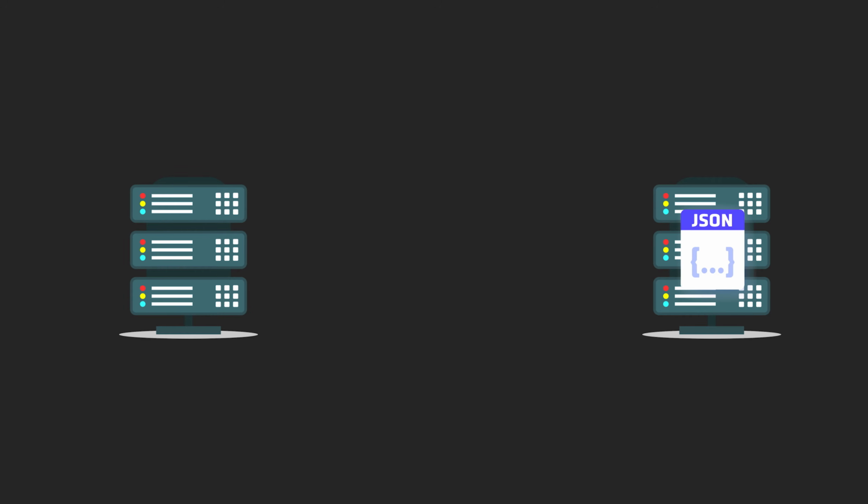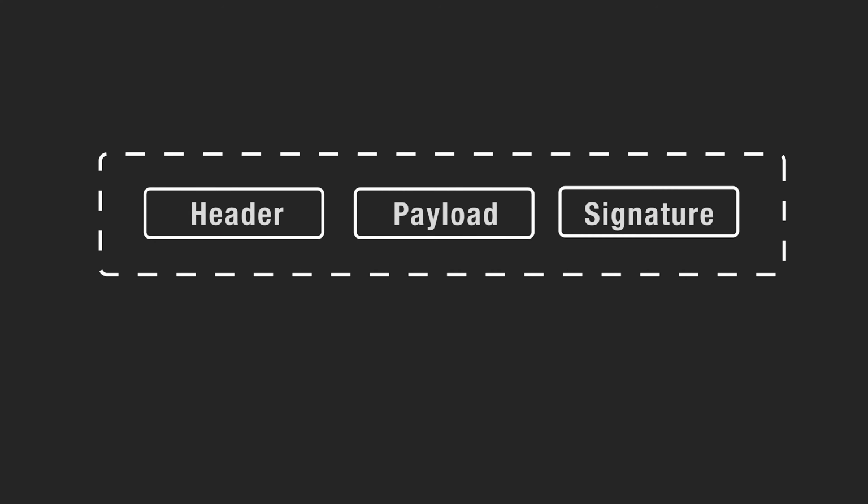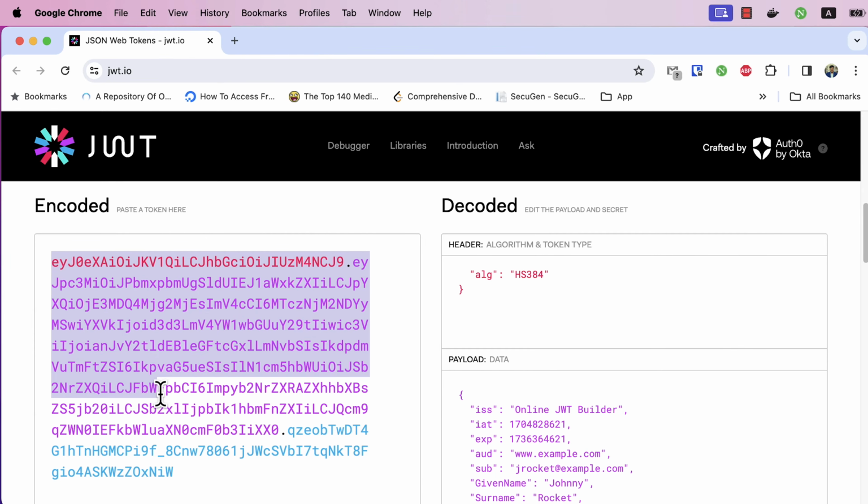Here's how they work under the hood. A JWT is like a sandwich made up of three parts: header, payload, and signature. Each section is base64 encoded and separated by a dot. Here is an example of a JWT.